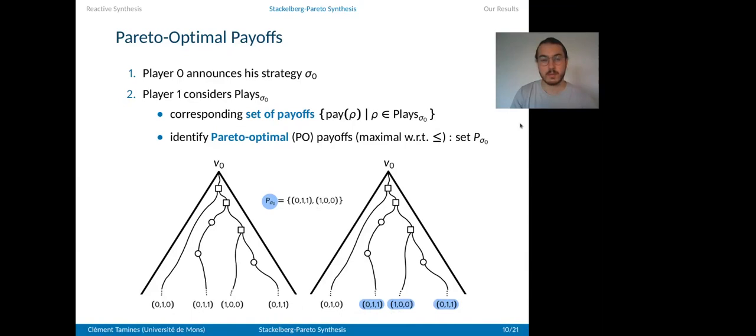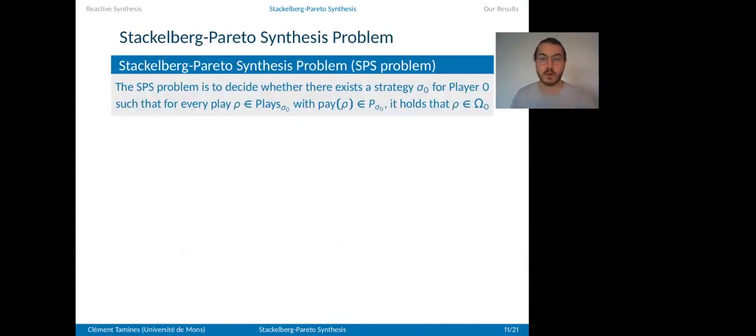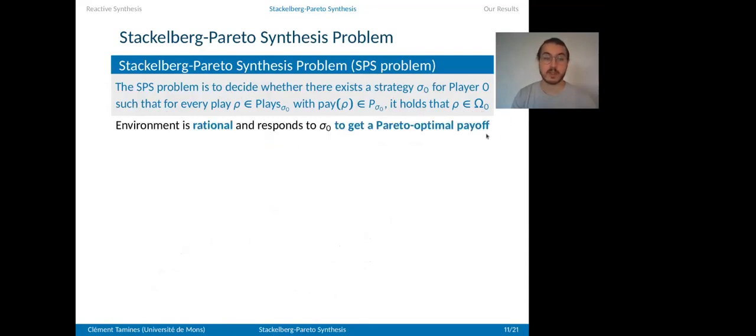We can finally introduce our new approach to synthesis, which we call Stackelberg Pareto synthesis. The Stackelberg Pareto synthesis problem, SPS problem, is to decide whether there exists a strategy sigma 0 for player 0, such that for every play which is consistent with this strategy and which has a Pareto optimal payoff, it holds that the play satisfies the objective of player 0. We assume that the environment is rational and will respond to the strategy announced by player 0 in such a way to obtain a Pareto optimal payoff. Therefore, it is sound to ask that player 0 satisfies his objective omega 0 in every such rational response.